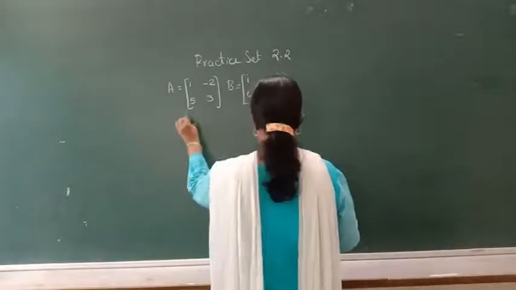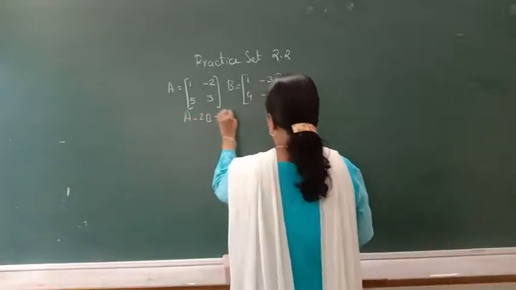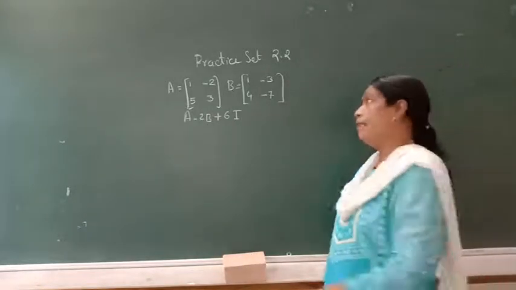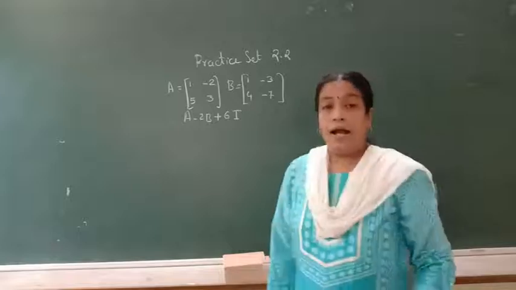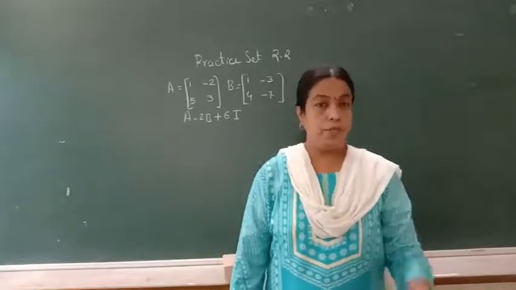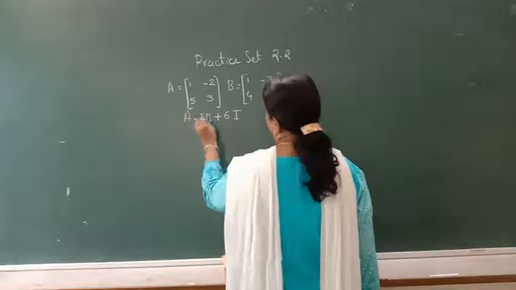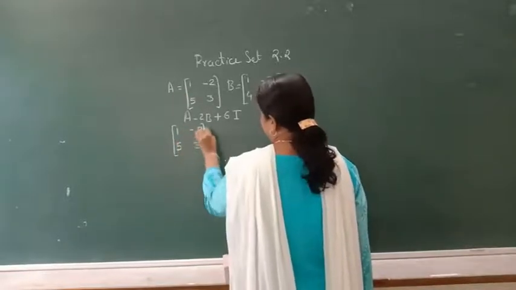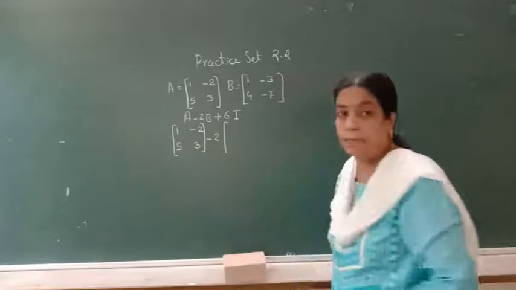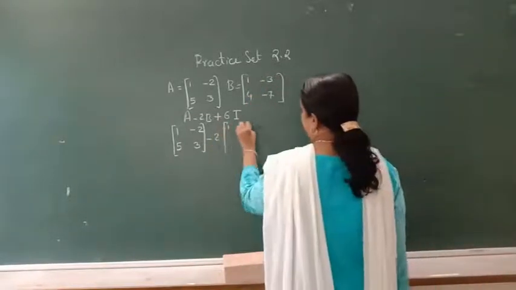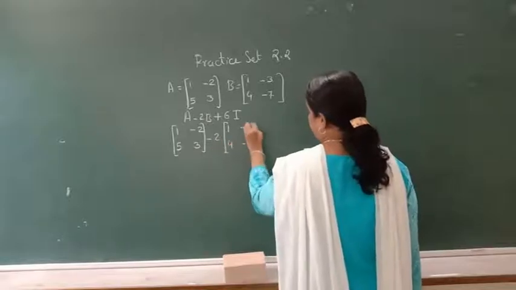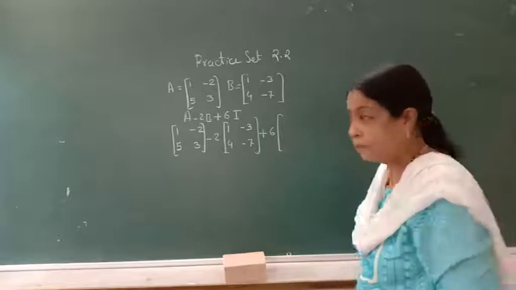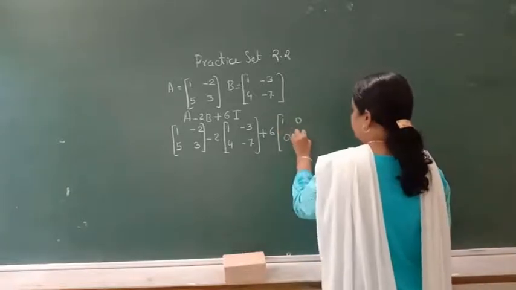You want to find the matrix A minus 2B plus 6I. Now I, you all know, is an identity matrix. Since these are 2 by 2, your I will also be an identity matrix of order 2 by 2. Okay, now first we will find A minus 2B. A means this [1, -2; 5, 3], minus 2 into B, that is scalar multiplication. We have [1, -3; 4, -7], plus 6 into I, meaning the identity matrix of order 2 by 2, which is [1, 0; 0, 1].